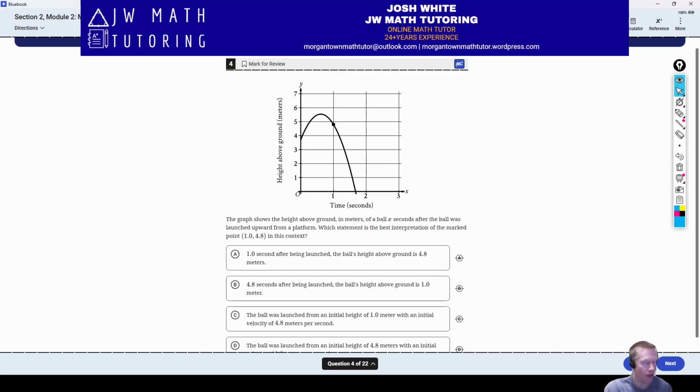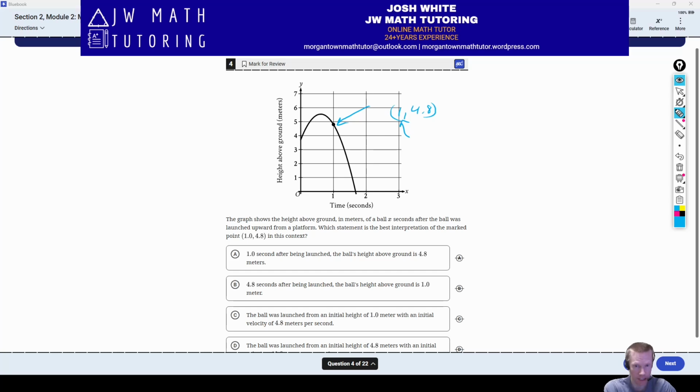All right, next problem. For number 4, here you have a graph. It's actually a quadratic function, and they want to know the interpretation of this point right here, which is 1, 4.8. So x here represents time, number of seconds. 4.8 represents height. So the 1 here, the x, has to be a number of seconds.